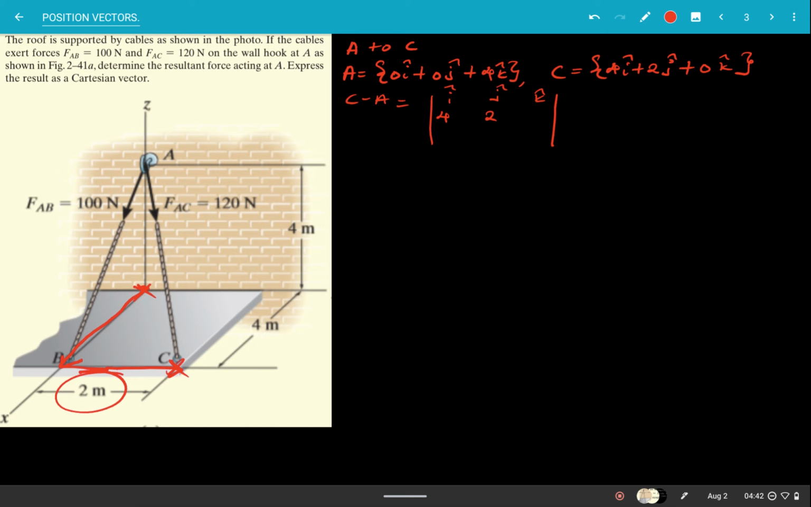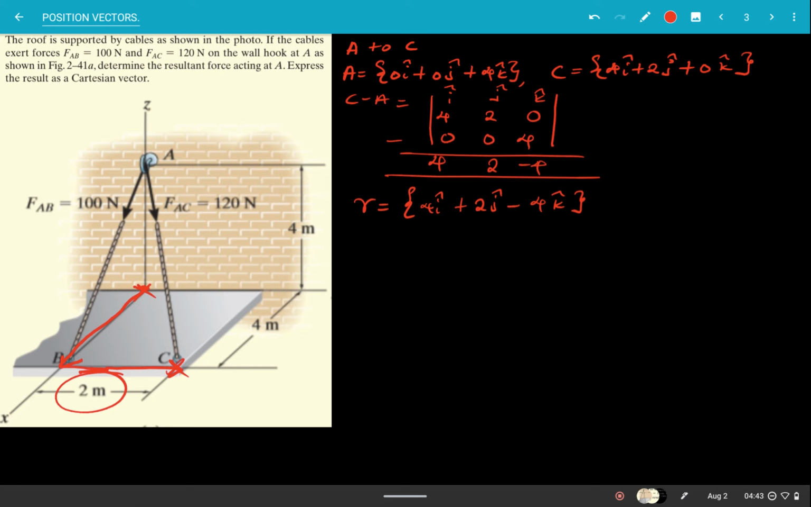Okay, so 4, 2, 0. Then I get for A, which is 0, 0, and 4 there. Then you do that. Put a minus there. Then 4 minus 0. You get 4. 2 minus 0, that's a 2. 0 minus 4. That gives us a minus 4. So basically, our position vector will have 4 in the I, plus 2 in the J, minus 4 in the K.